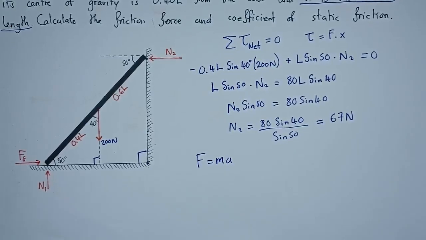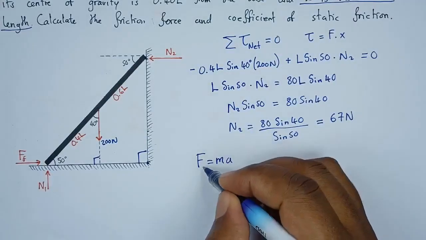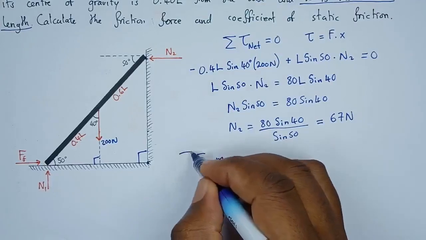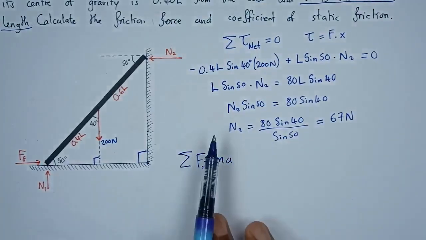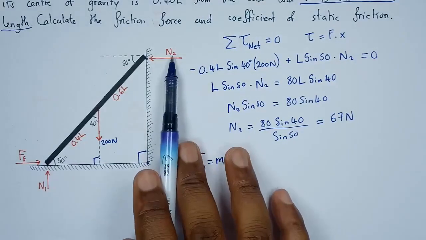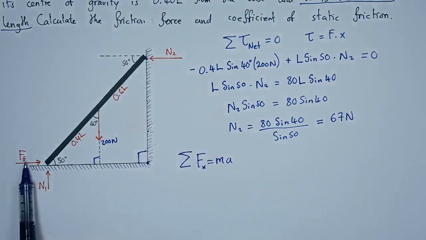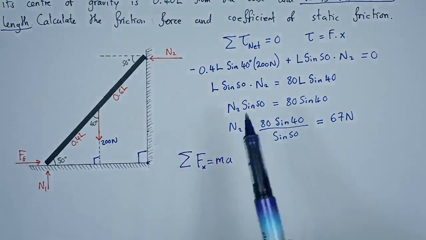So now let's start with the x-axis. Let's say we are summing the forces in the x-axis. So you can say summation of the forces in the x-axis is equals to ma. Now, how many forces do we have in the x-axis? In the x-axis, we have this force and this force. Remember, this one is in the y-axis.